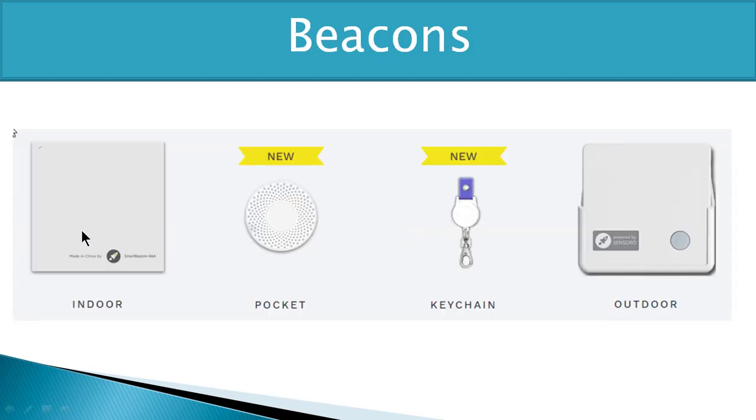We have an indoor beacon that's more of a commercial grade. It's double walled, it carries 4 AA batteries. We have our new pocket beacon. This is a waterproof, dustproof beacon. It's about 1.5 inches in diameter. Our new keychain beacon runs all the time, doesn't have an on-off switch. It's constantly running, runs for about 9 months on the battery. It comes with the lanyard and the keychain dongle. And we also have our outdoor beacon, which is waterproof, dustproof, and your more commercial grade heavy duty beacon.